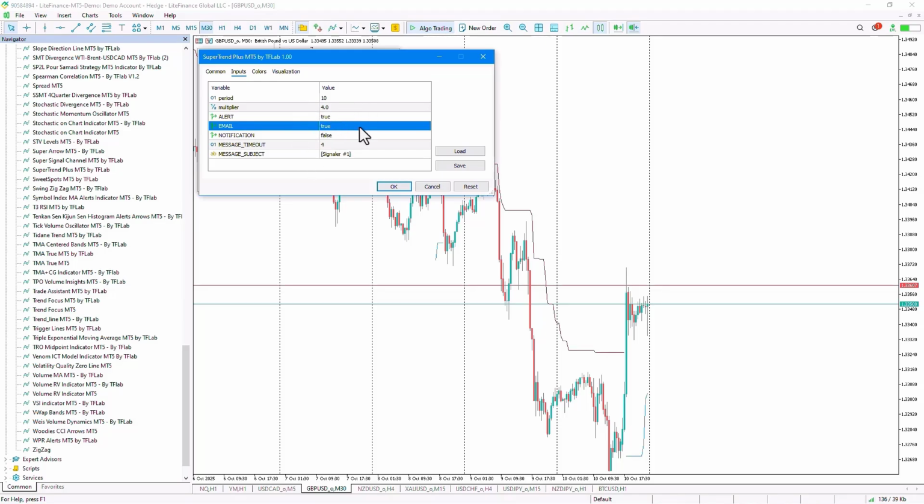And if you enable this option, you must have already completed the email settings in the Options section under the Tools tab. In this next input, we can also enable or disable sending alerts as notifications to the mobile phone.